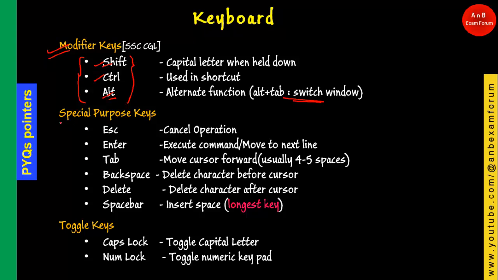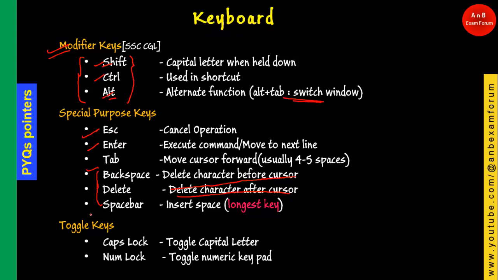Then we have some special purpose keys. Escape is used to cancel the operation, enter is used to execute the command, which nowadays everybody is computer savvy and can easily know. Tab, as you know, is used to move the cursor forward. Backspace is very important. Why? Because it deletes the character before the cursor, whereas the delete key is used to delete the character after the cursor. That is the difference between these two.